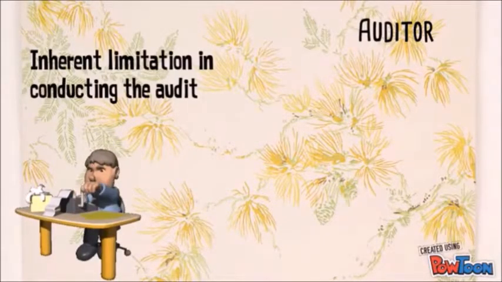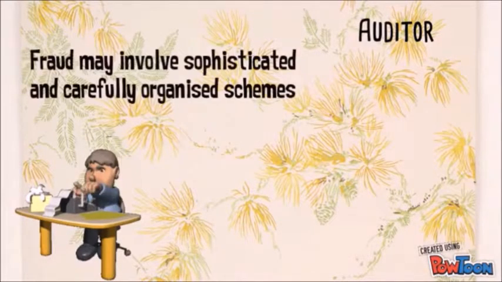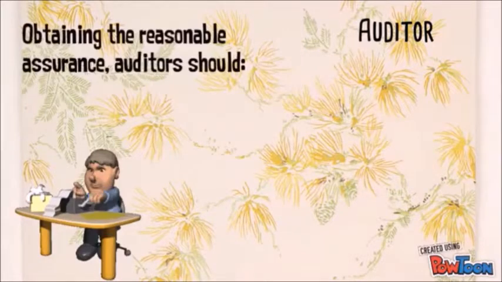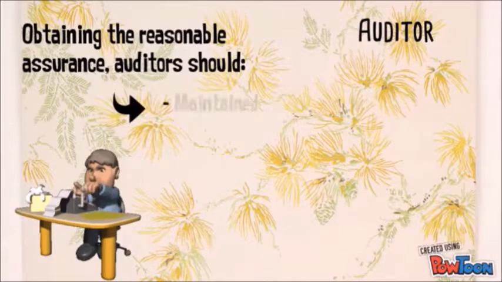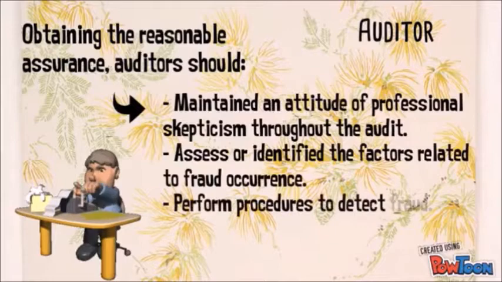Responsibility of auditor. Due to inherent limitations in conducting the audit, there is a risk that some material misstatement will not be detected. Fraud may involve sophisticated and carefully organized schemes. Thus, an audit does not guarantee that all material misstatements will be detected, and it would not be fair to blame the auditors for not detecting the fraud. When obtaining reasonable assurance, an auditor should maintain an attitude of professional skepticism throughout the audit, assess or identify the factors related to fraud occurrence, and perform procedures to detect fraud.